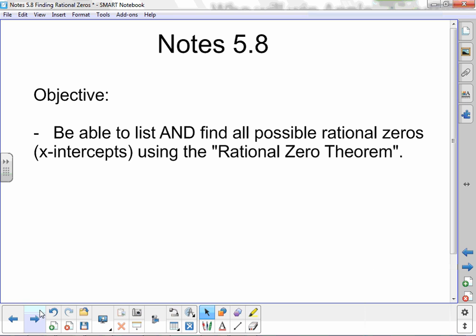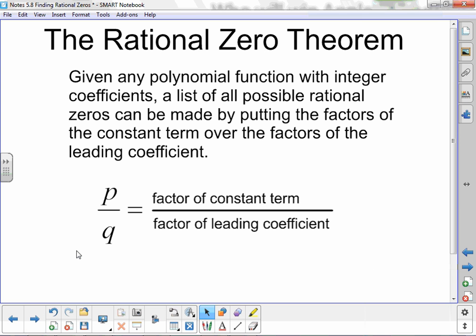find out how to find the zeros of polynomials. So this is the rational zero theorem. Basically what it's saying is, when you have a polynomial, you factor the constant term, factor the leading coefficient, and then you put the factors of the constant term over the factors of the leading coefficient.